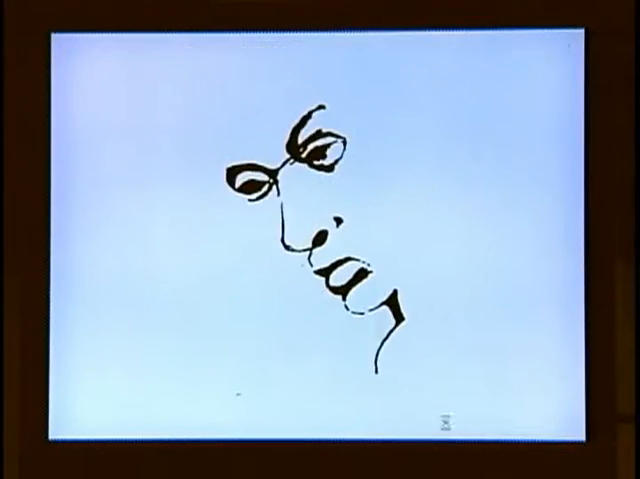I'll go back. Some of us, it looks like a face, right? And now it doesn't look like a face. Different perspective.